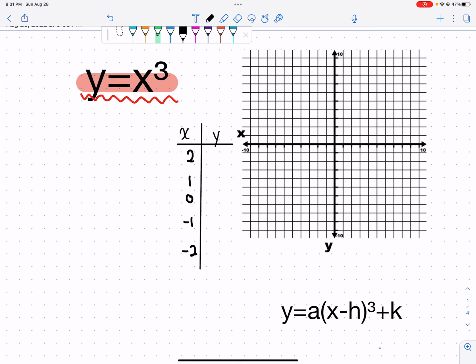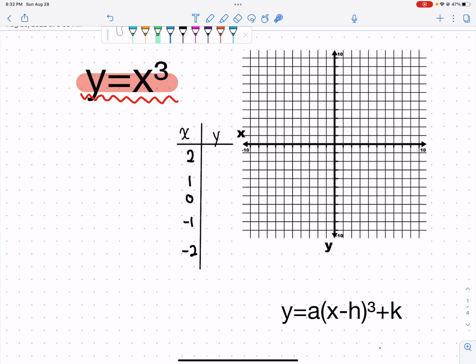Hey guys, today we're going to take a look at another of our functions. I know there's so many of them, but this one is the cubic function, so y equals x cubed. This one's a little bit different, a little bit more interesting. It has a cool shape to it. So let's start off by just graphing what it will look like.